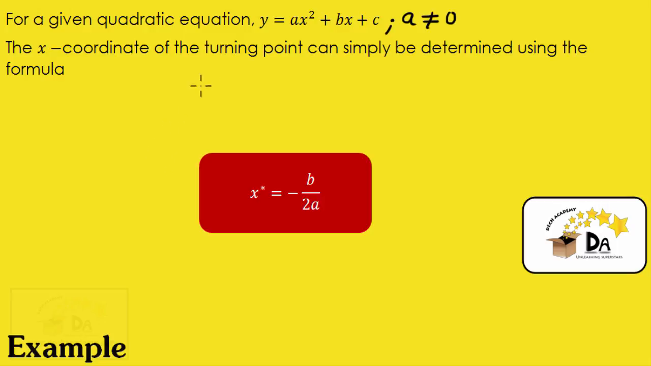And I'll give you an example. So note x asterisk is equal to minus b over 2a, where b of course is the coefficient of x in the formula for the quadratic equation, and a is the coefficient of x squared. So here's an example.